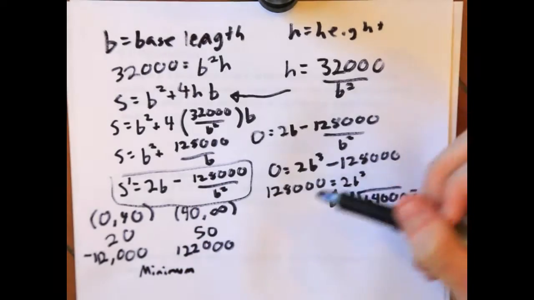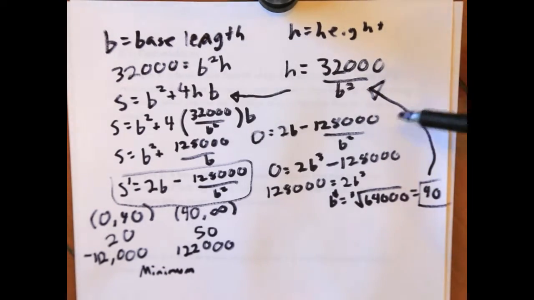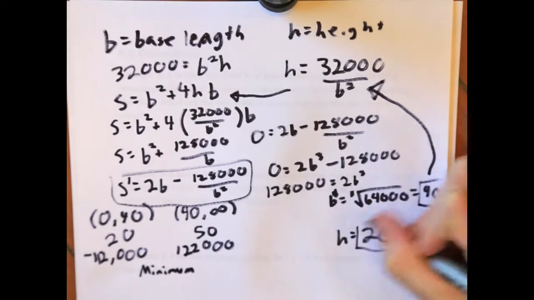And then we take our 40 value, our critical number, and then we plug it into B squared in this equation, and we get H equals 20. And those are our dimensions.